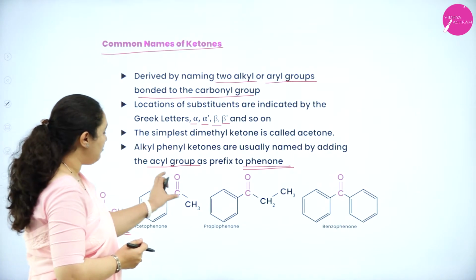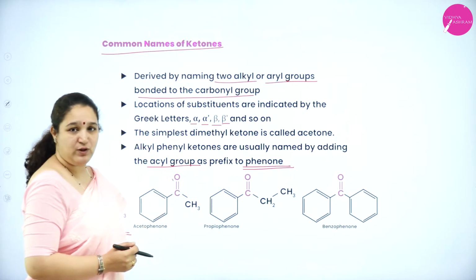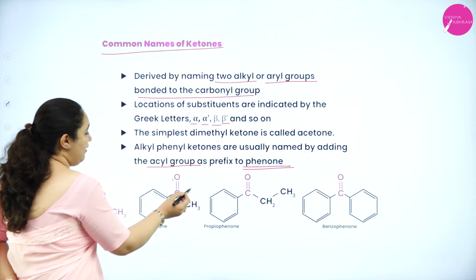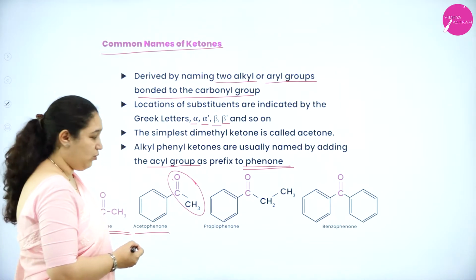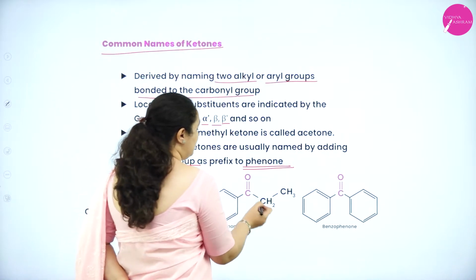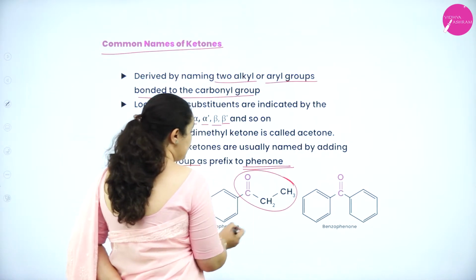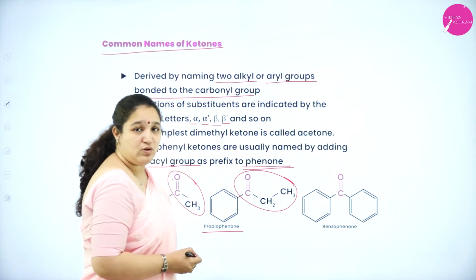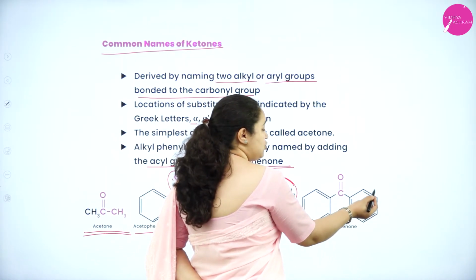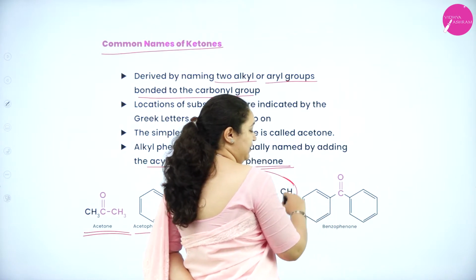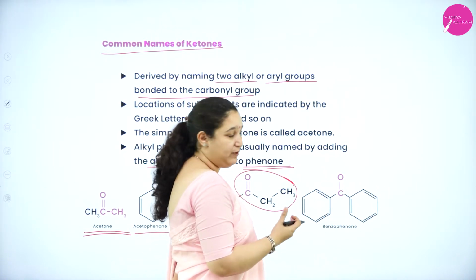So you write the name of the acyl group and then end it with phenone. For example, you have the acetyl group here, so this is acetophenone. Here you have 3 carbon atoms, so it is propiophenone. And here both of them are benzene rings, so one will be the prefix, one will be the suffix or the phenone group.